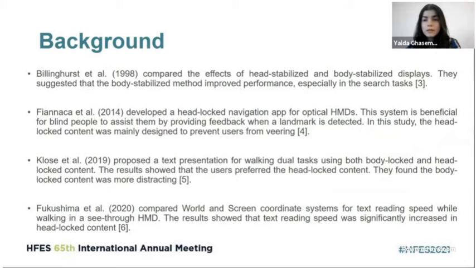A few studies have investigated the effects of different types of displaying AR content. One of the earliest works in this field compared the effects of headlock and body lock methods, meaning that they compared two following view modes together, and it has been shown that body lock content increases users' performance, especially in searching tasks. On the other hand, some researchers showed that headlock is a useful method for providing navigation for visually impaired people by preventing users from veering.